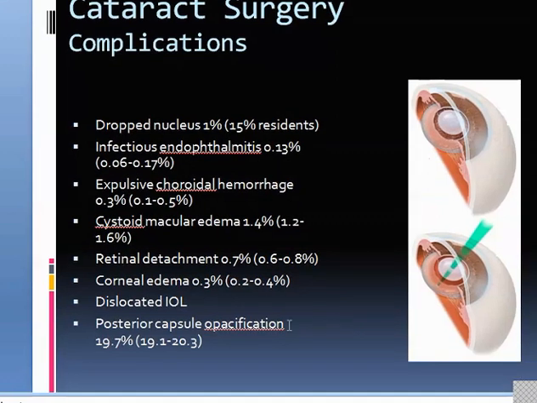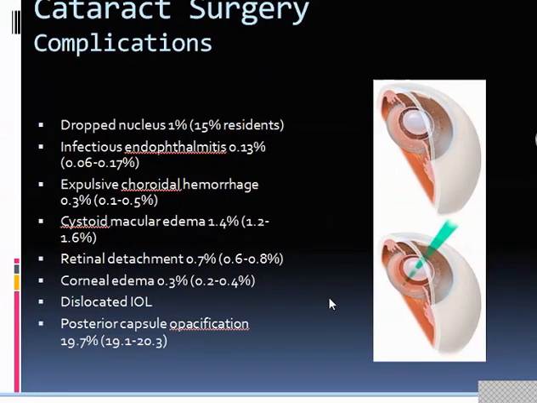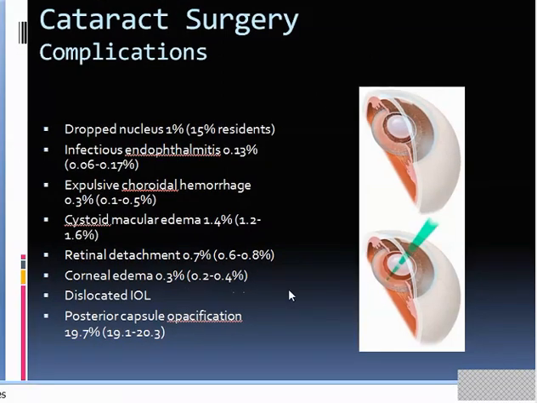Whereas corneal edema occurs in about 0.3% of cases. Why? Because of the increase in the IOP. And the dislocated IOL also occurs. Whenever a posterior capsule rent occurs without our knowledge, when we implant the IOL and then dilate the pupil, what will happen? Because there is no support, the IOL may be dislocated. In such cases, the patient may complain of polyopia or diplopia.